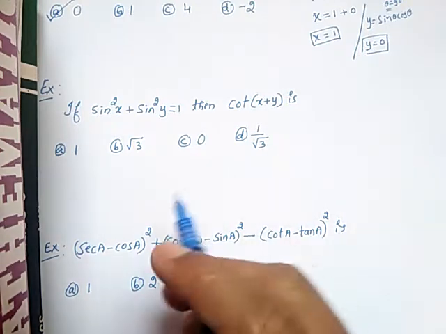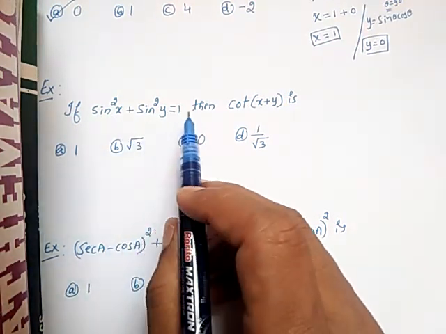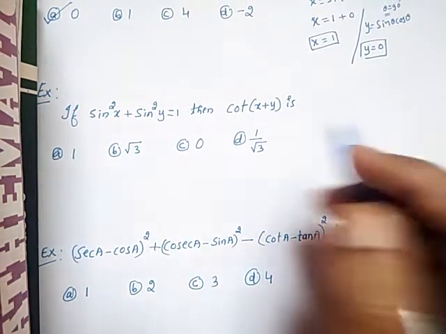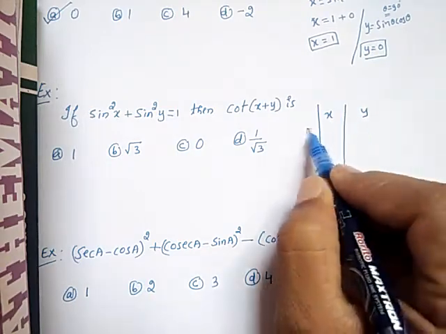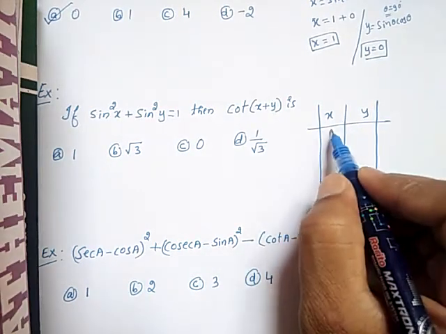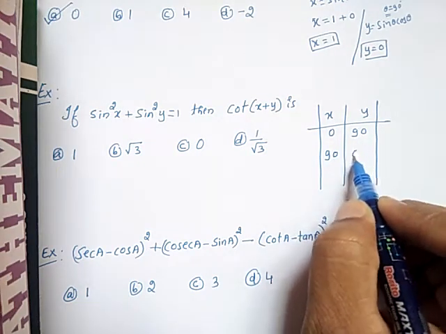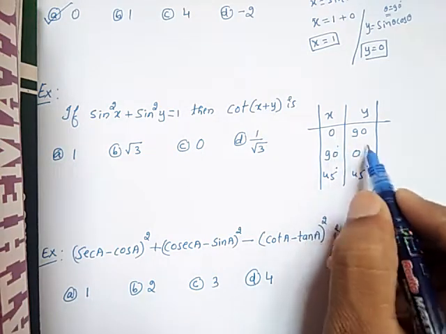Now we will go for the next example. If sin square x plus sin square y is equal to 1, then cot (x plus y) is what? 4 options are given here. So just take values for x and y. How to take x and y, just see here. If I put x as 0 here, y you can take 90. If you take 90 here, you can take 0. Or here you can take 45, means x is also 45 degrees.